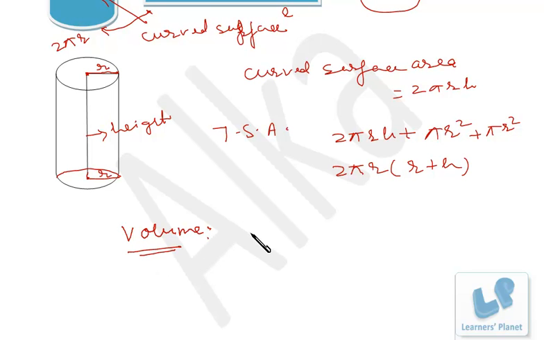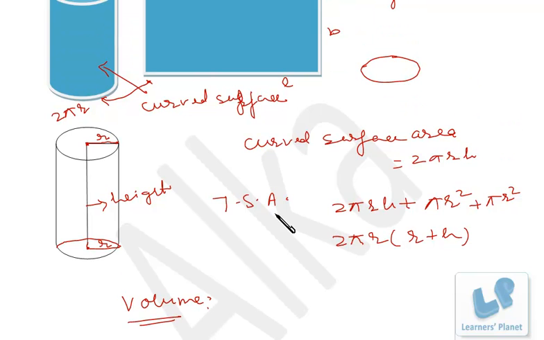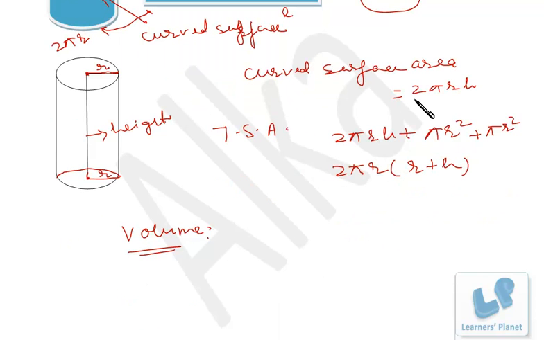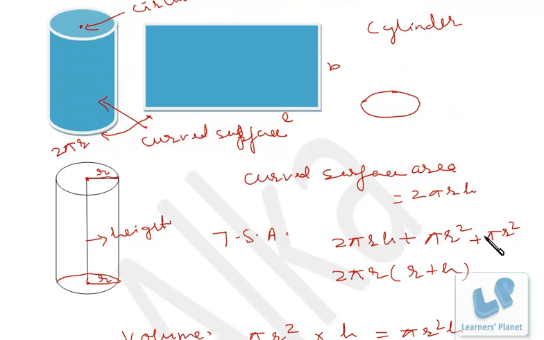Volume is again base area into height. Now what is the base? Base is circular, as I have shown you over here. So what is the area of a circle? That is pi r square. So that's the base area into height, that's h. So volume of the cylinder is pi r square h. Right? So the formulas are very simple, and the derivation is also in fact very simple. Just be logical, be clear with all the terms, all the expansions.